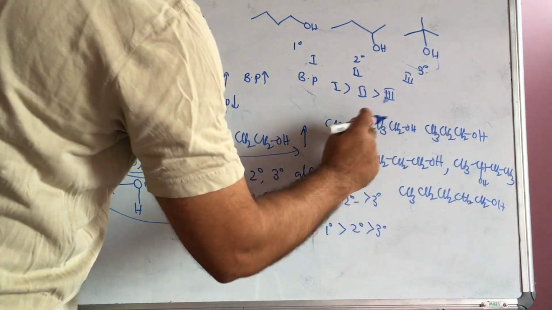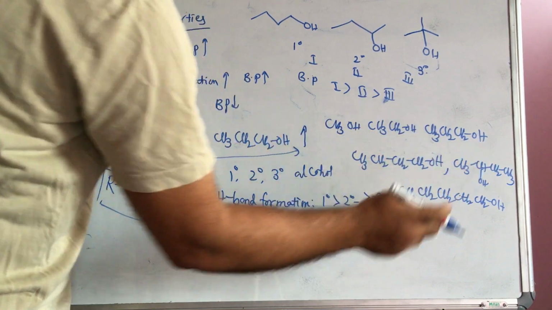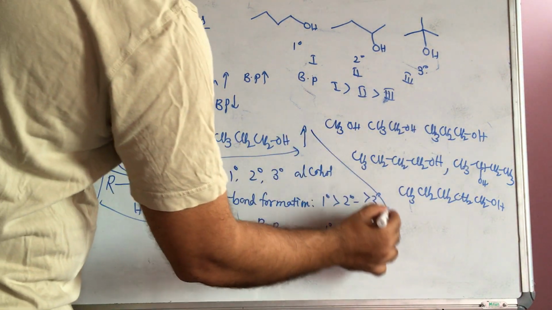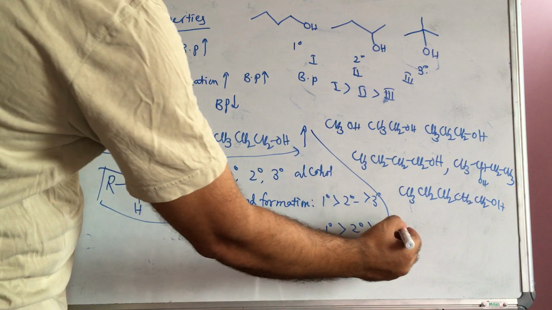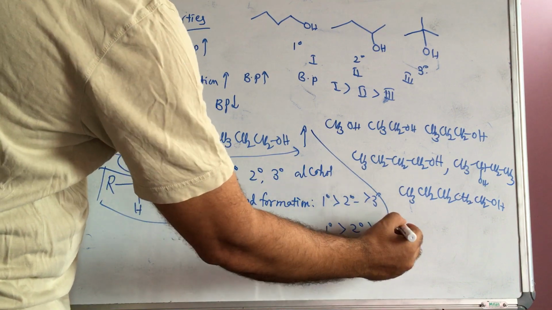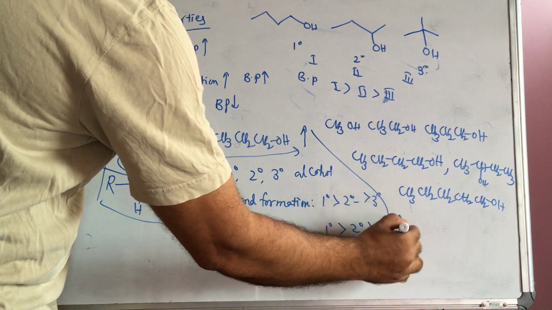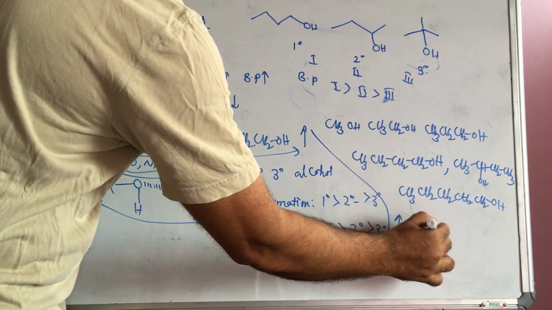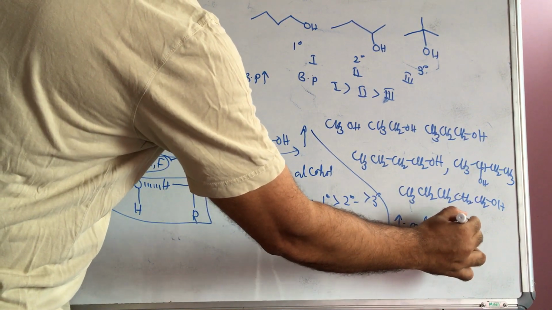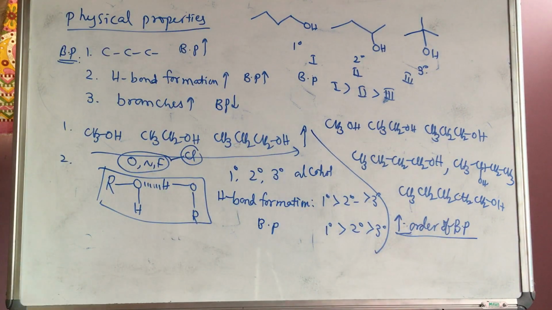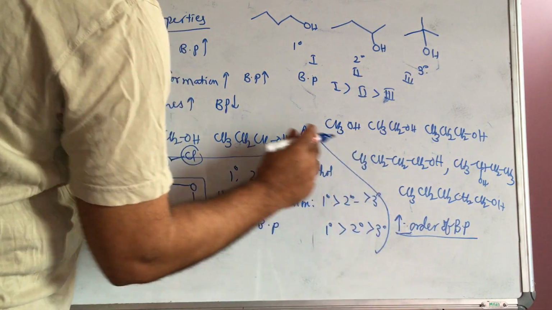Like this, given 1, 2, 3, 4, 5, 6. Write their boiling point order. The first one is lower, so I am writing in increasing order of boiling point. Which one is lower?